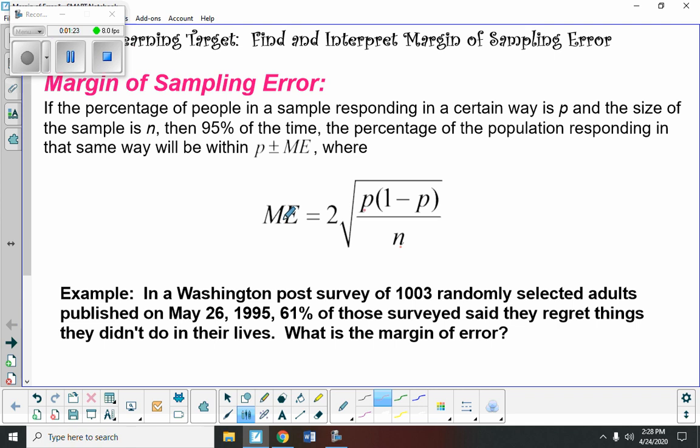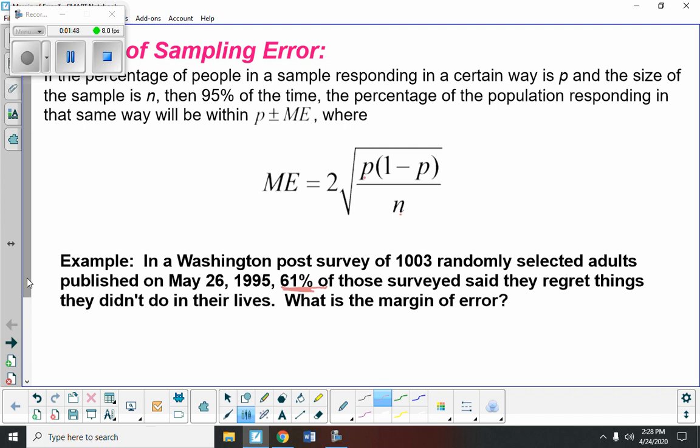In a Washington Post survey of 1,003 randomly selected adults published on May 26, 61% of those surveyed said they regret things they didn't do in their lives. What is the margin of error in this study? So 61% of people regret that, but they only asked 1,003 adults. If they were to ask the whole population of adults, what would it actually be? Here's how we figure out what range it would fall in.